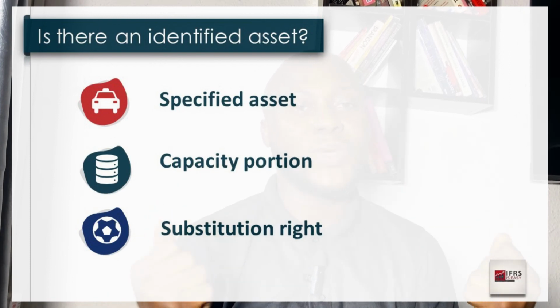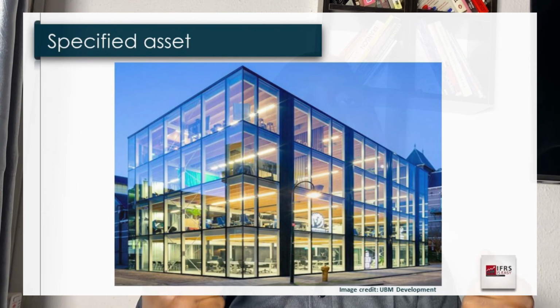Now, there are times when you don't necessarily have to lease the whole of a building. Sometimes it could be just a floor of a building. And so if it is a capacity portion of the building, meaning that there is a physically distinct nature of that building, like leasing the second floor, it has to be clearly stated. If it is the third floor or the fourth floor, it has to be clearly stated. So IFRS 16 doesn't necessarily say that you have to lease the whole building.